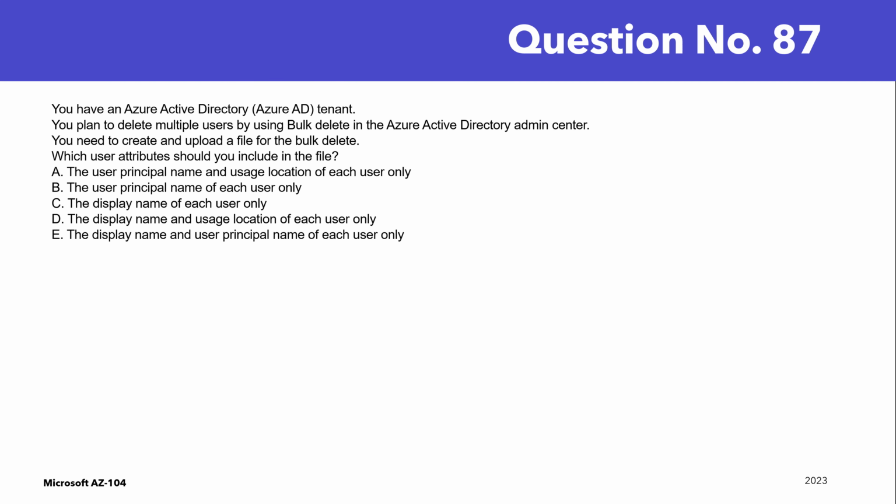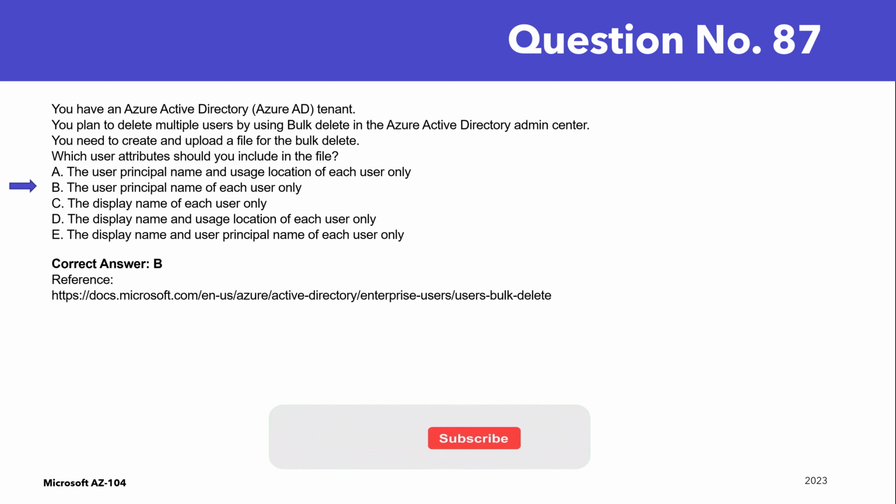You have an Azure Active Directory (Azure AD) tenant. You plan to delete multiple users by using bulk delete in the Azure Active Directory admin center. You need to create and upload a file for the bulk delete. Which user attributes should you include in the file? A. The user principal name and usage location of each user only. B. The user principal name of each user only. C. The display name of each user only. D. The display name and usage location of each user only. E. The display name and user principal name of each user only. Correct answer B.